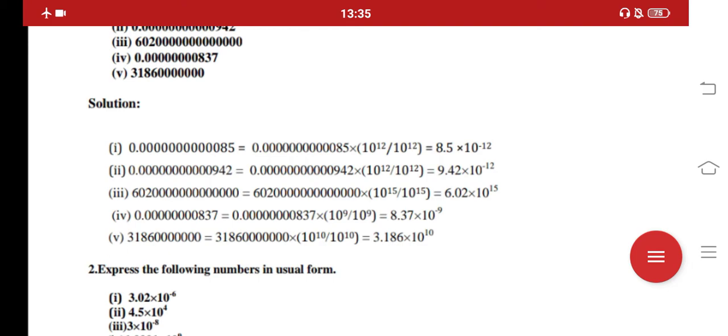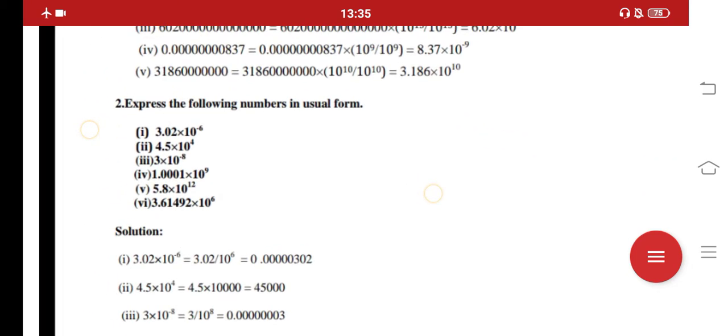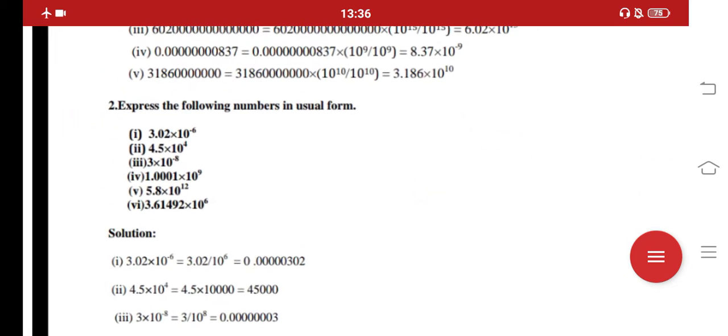Now let us see what is given in question number 2. Question number 2 is 3.02 into 10 to the power 6. So 10 to the power 6 is in the numerator. According to our exponent rule, whatever is multiplied, we will divide by the same term, moving it to the denominator. So 3.02 divided by 10 to the power 6.